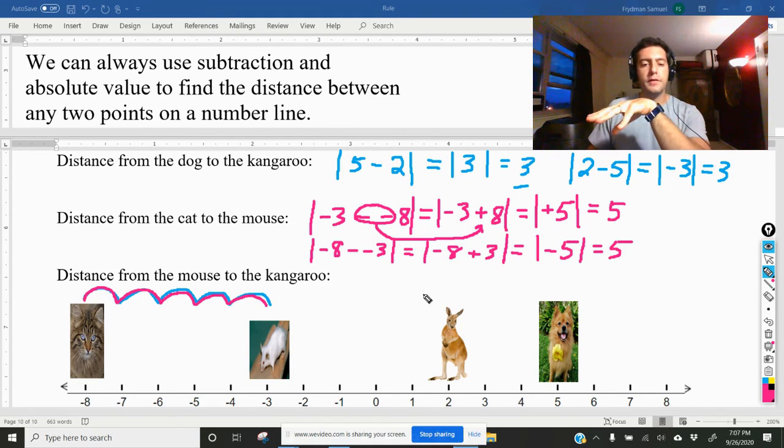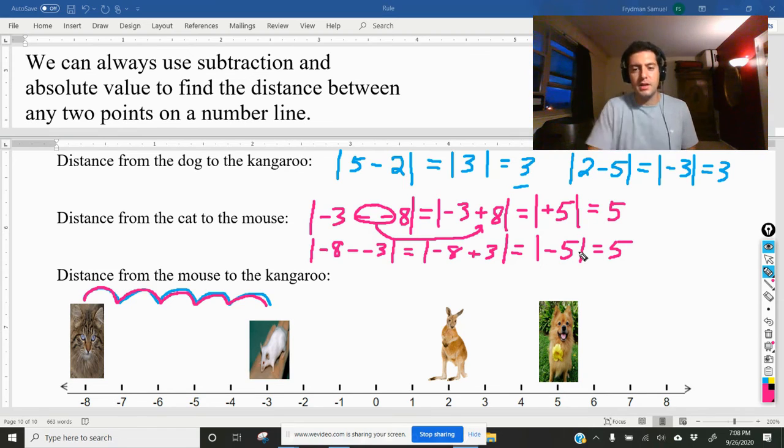So, actually, before I do the last one, I should talk about why we're using absolute value here. The reason we're using absolute value is because when we talk about distance, nobody ever talks about distance with negative numbers. If I say, what's the distance between the marker and the pen? I might say the distance between the marker and the pen is 6 inches. They're 6 inches apart. Nobody would ever say the distance from the marker to the pen is -6 inches.